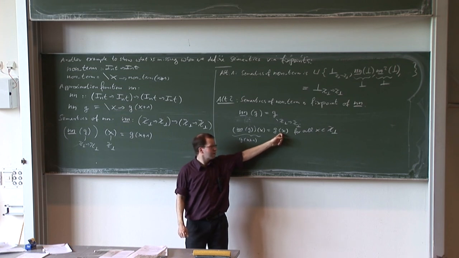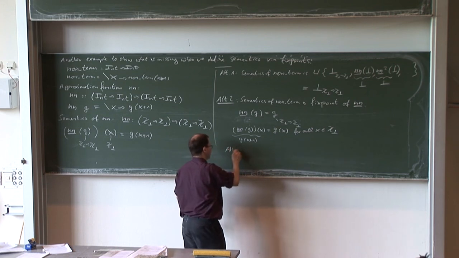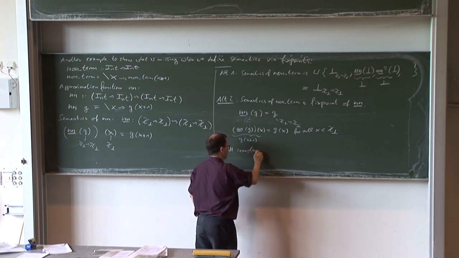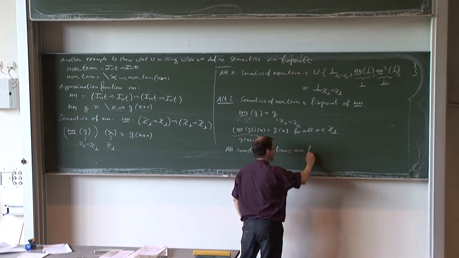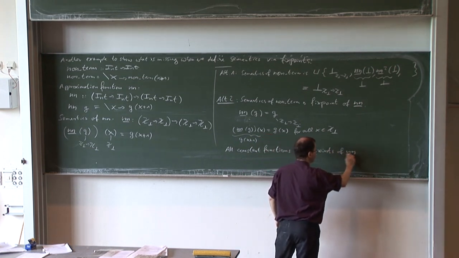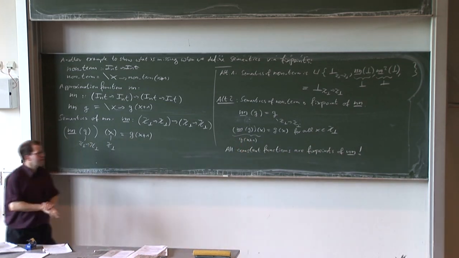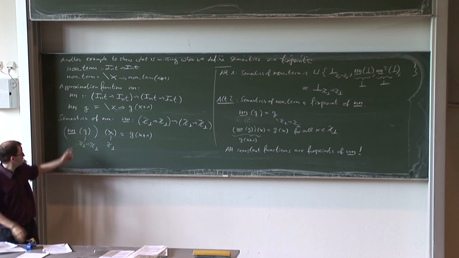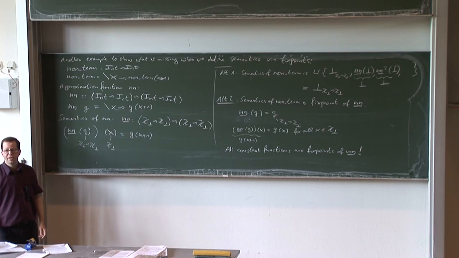Now, what functions have this property? All constant functions have this property. So, all constant functions are fixed points of nn. So in other words, this definition is ambiguous. It can happen that something like nn has many fixed points. Here we have infinitely many fixed points. And so it's not clear which fixed point we should take.